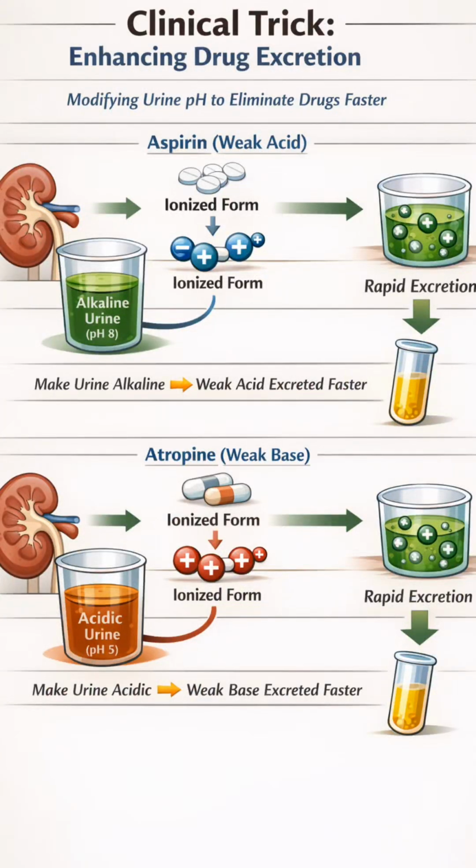Now the clinical trick: excretion. We can actually use this concept in medicine. Take aspirin overdose, a weak acid. If we make the urine alkaline, the drug becomes ionized and gets trapped in the urine, so it is excreted faster. Similarly, for a weak base like atropine, we make the urine acidic, and they excrete it faster. So by changing the pH, we can control drug elimination.